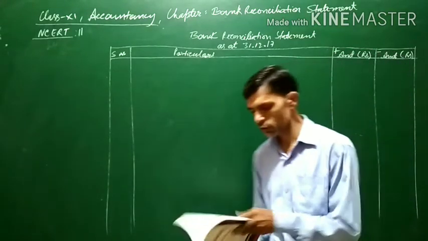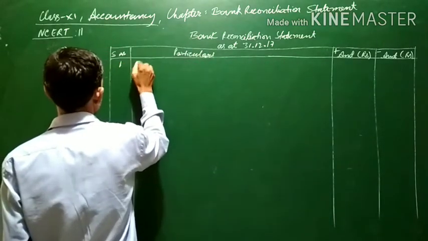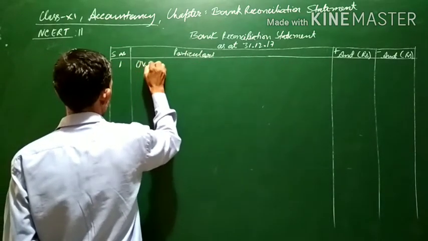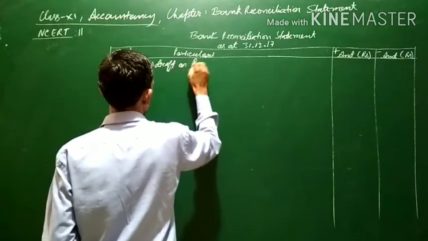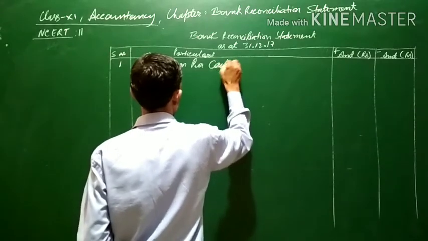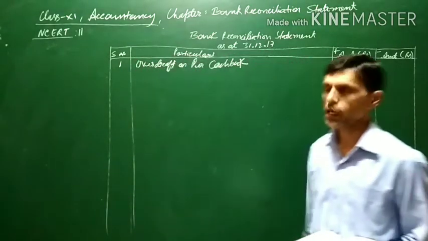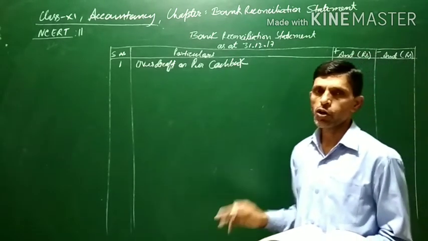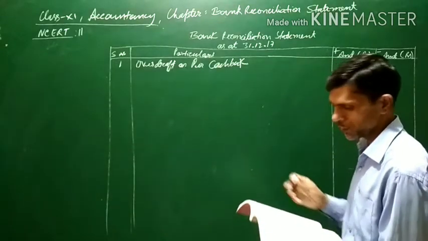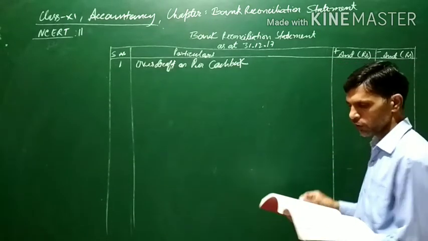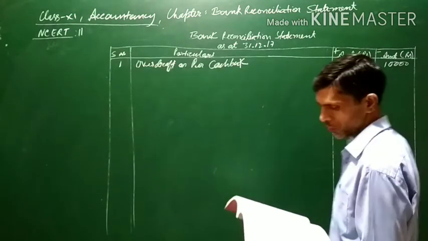The format I have drawn. The very first transaction, the balance, we write as overdraft as per cash book. Instead of overdraft, we can also write unfavorable balance as per cash book, or the credit balance as per cash book. But we are writing overdraft since it is given in the question also. So 10,000 will be written in the minus column because it is an overdraft.